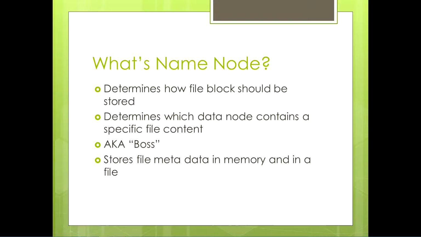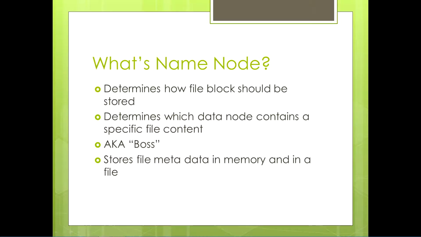Now the next question is, what's name node? So name node determines how file blocks should be stored. If you've got, like, a 256 meg file, it knows that there are 4 blocks and determines which data node should store which block. And then when you actually try to read the file, it knows where the data is.